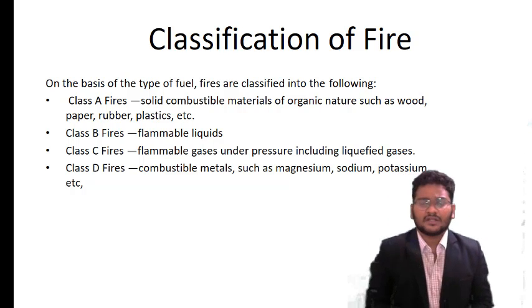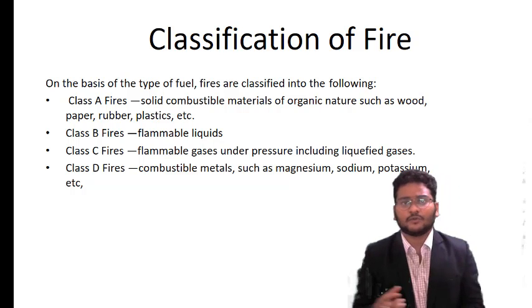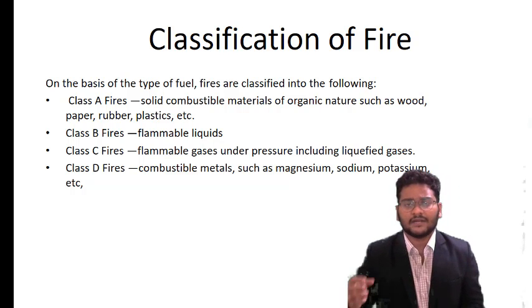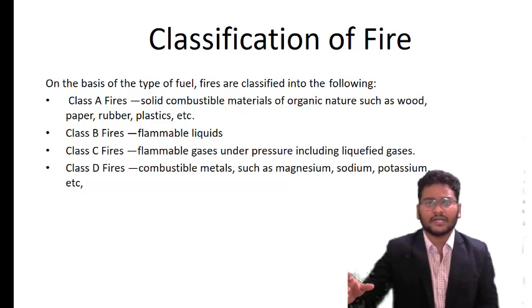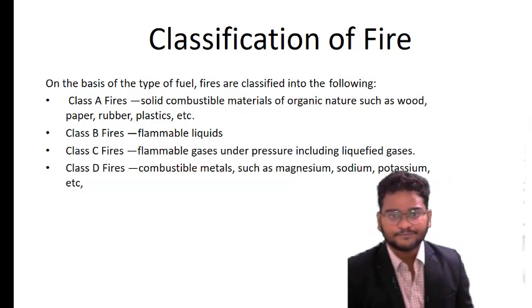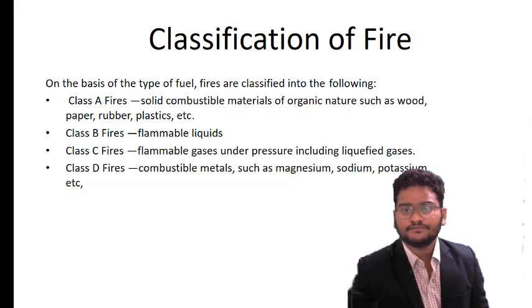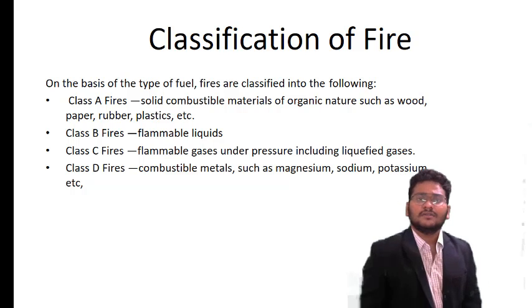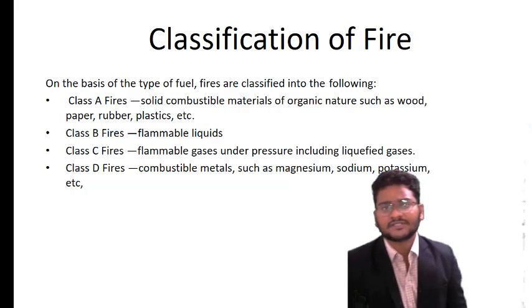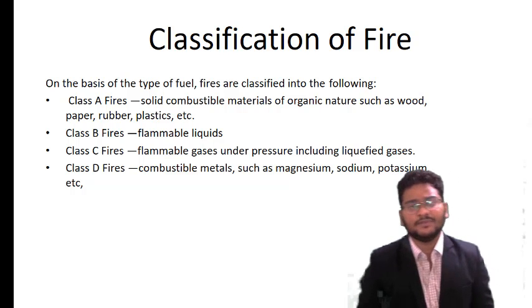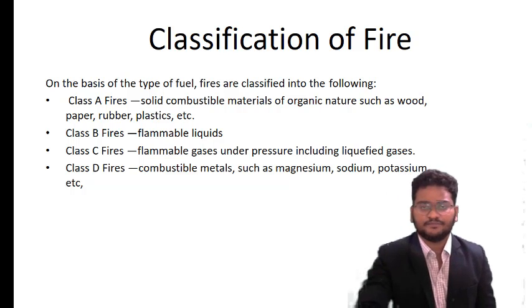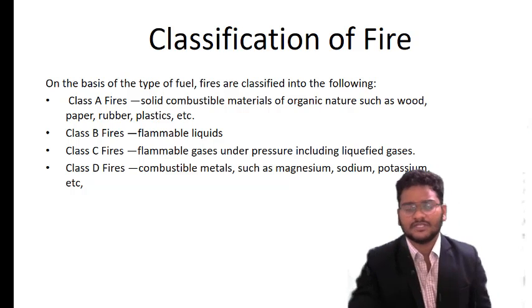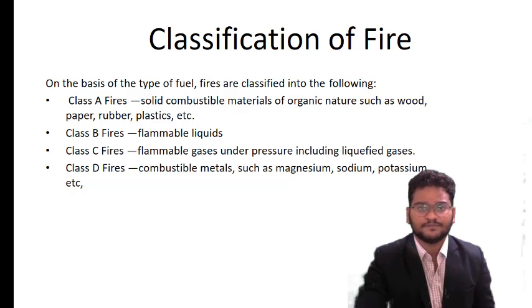Coming to class D, the metal elements, like potassium or metallic elements, which are going to give a fire. That is classification D. So these are the four types. Class A depends on solid fuels, class B on liquid fuels, class C on gaseous fuels, and class D on metallic fuels, metallic substances. Sodium, magnesium, hydrogen, these things come under this.